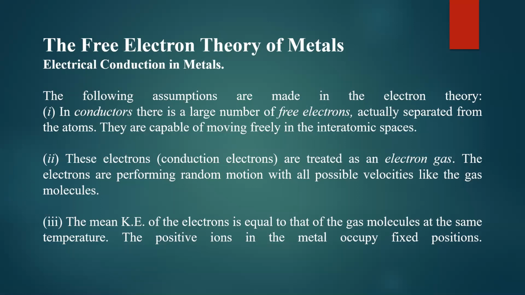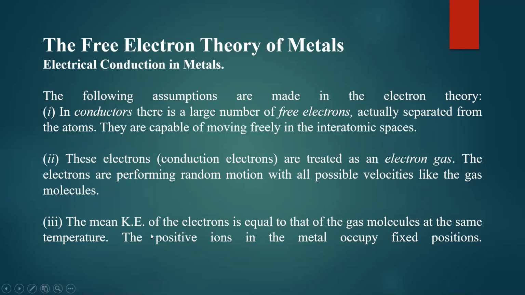The electrons perform random motion with all possible velocities like the gas molecules. You have studied the kinetic theory of gases, where we assumed that gas molecules perform random and continuous motion. Just like those gas molecules, electrons are going to move inside the metal. This is a classical theory, so don't get confused. That is another postulate.